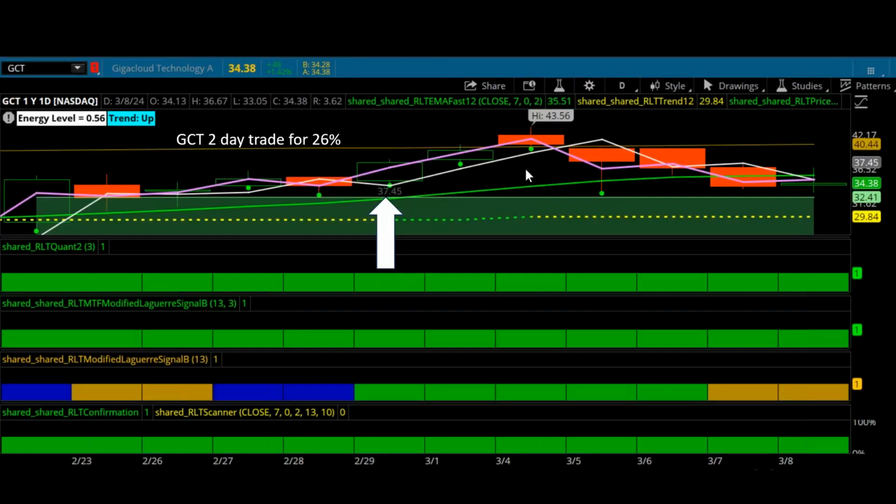GCT, this is another one I actually just got in today. Again, but this was GCT. We took this 2-day trade for 26%. Everything's green or blue. Dynamic compression zone is coming out of dynamic compression, but it's still compressing here. We took it here in this pop, and 2 days and out.